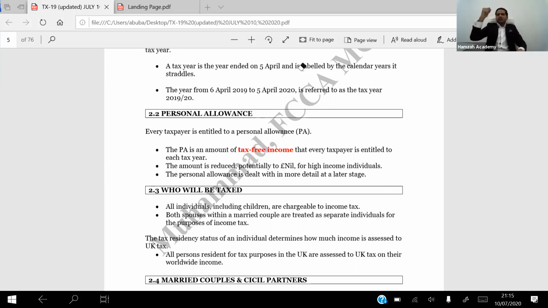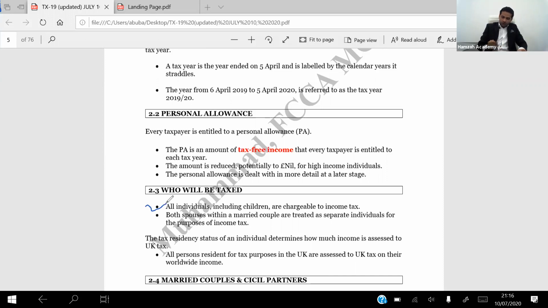So maybe the examiner is going to trick you with a scenario saying that these two people are civil partners. They're not husband and wife. Civil partners are the same thing as husband and wife. I hope he will not put something like boyfriend and girlfriend, but apart from that, everything comes under the law. So let me tell you who comes under the definition of the person who should be taxed.